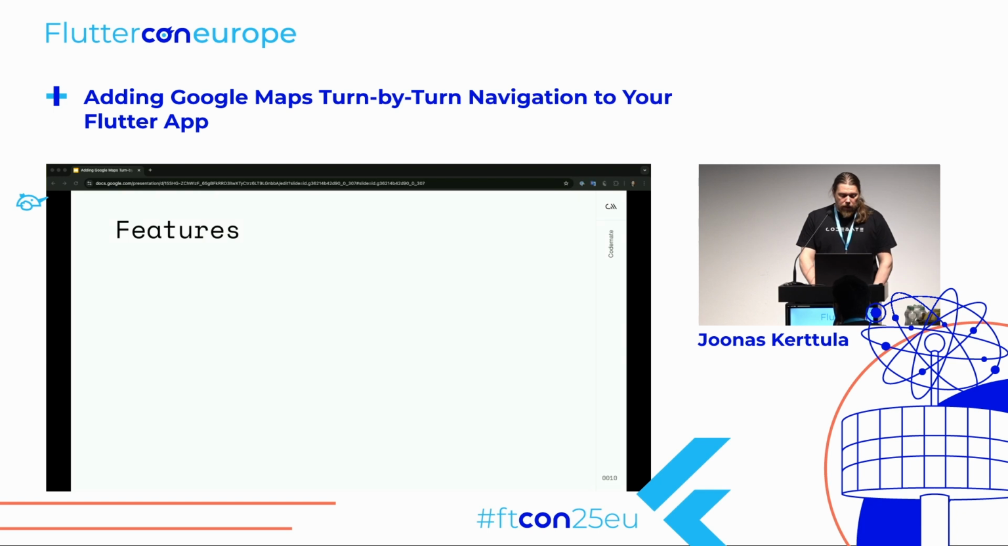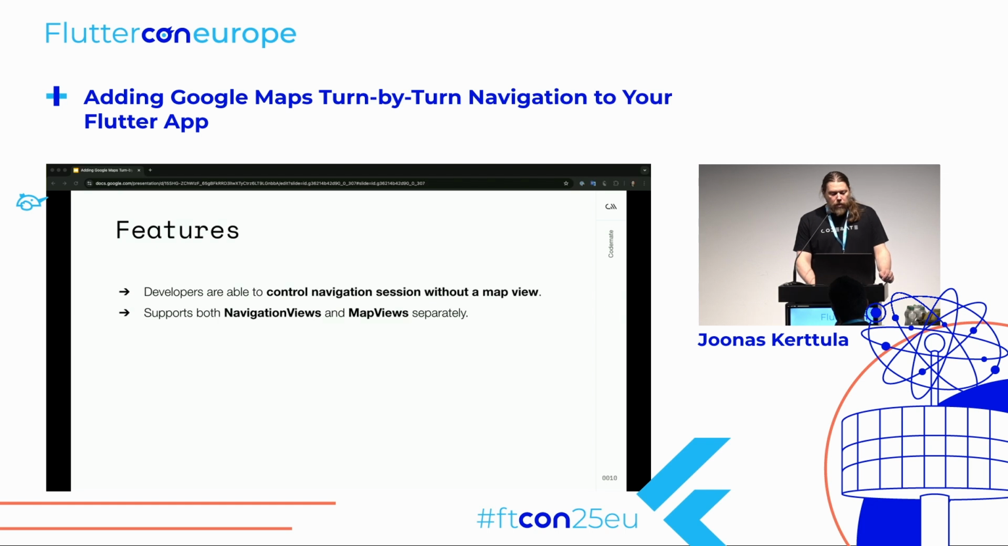Among the features the Navigation SDK has, you are able to control the navigation even without a map view. This is really important, as in some cases you want to navigate in your software without showing the map at the same time. There might be places where you initialize the application and the navigation session starts immediately, even without a map. So it has to work in the background. And it supports both navigation views and map views.